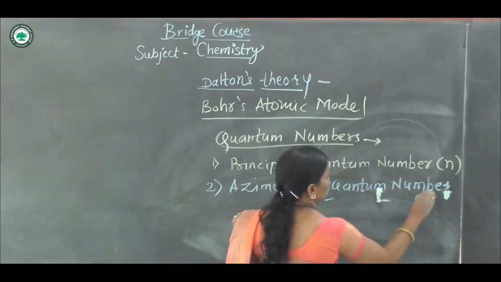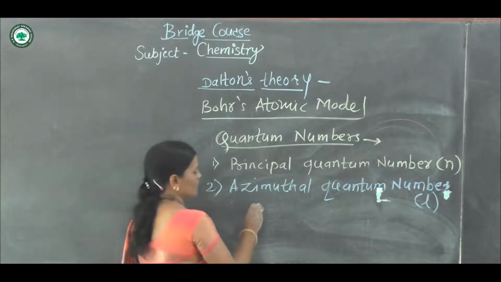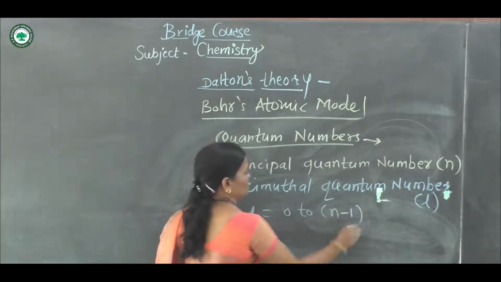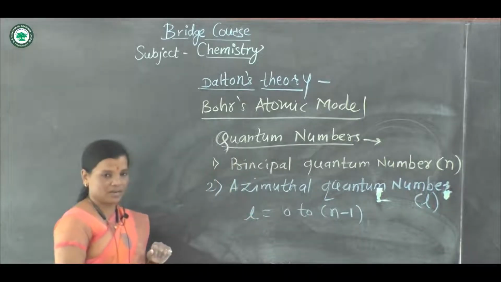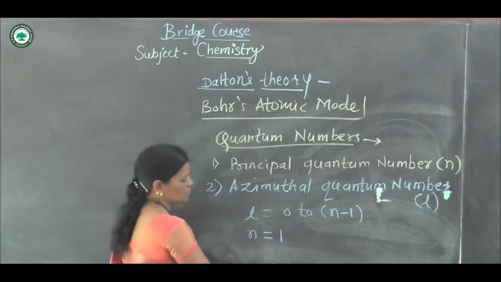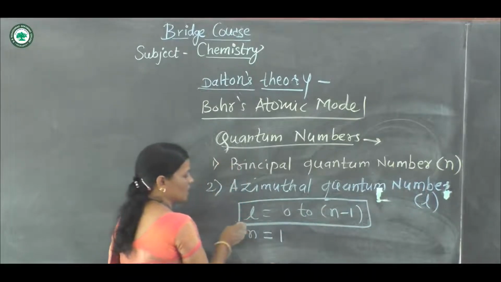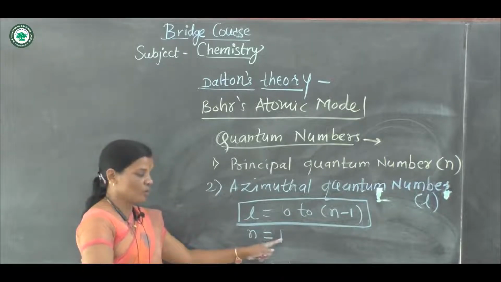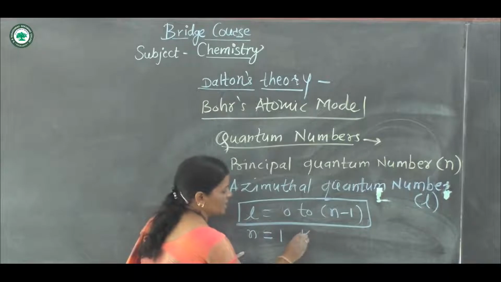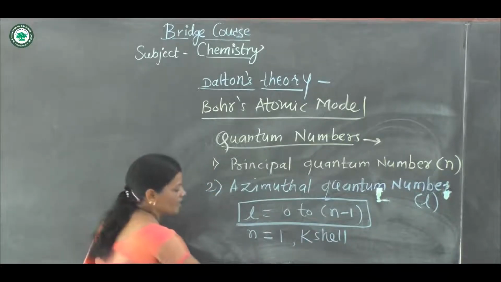Azimuthal quantum number is denoted by small l, and l has values from 0 to n minus 1. That means for n is equal to 1, what should be the values of l? Here l is the azimuthal quantum number. For n is equal to 1, the principal quantum number n is equal to 1. What is the shell? K shell.